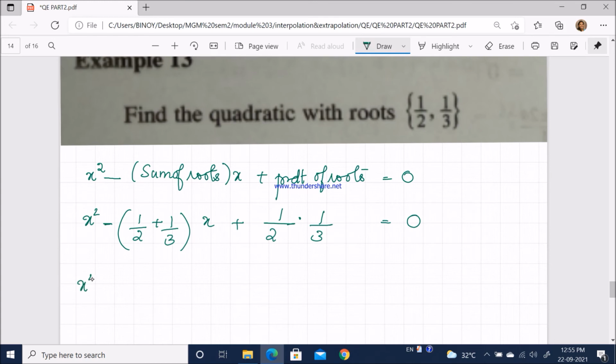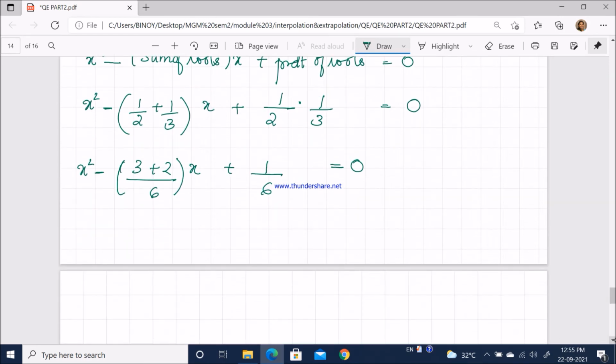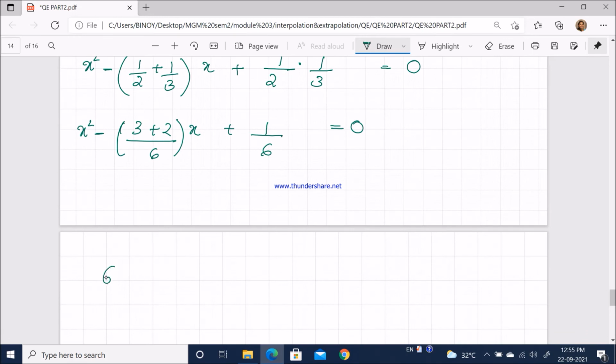So x² minus, we can write, (3 plus 2) by 6 x plus 1 by 6 is equal to 0. That is nothing but 6x² minus 5x plus 1 equals 0. So this is the quadratic equation.